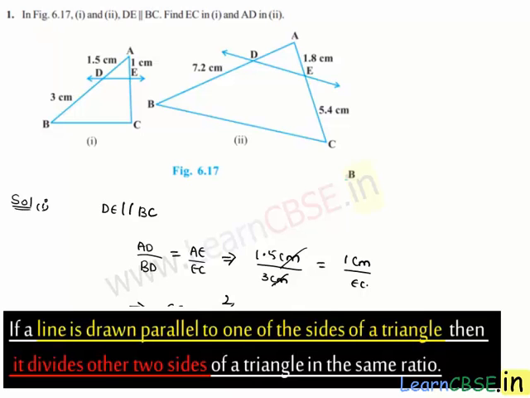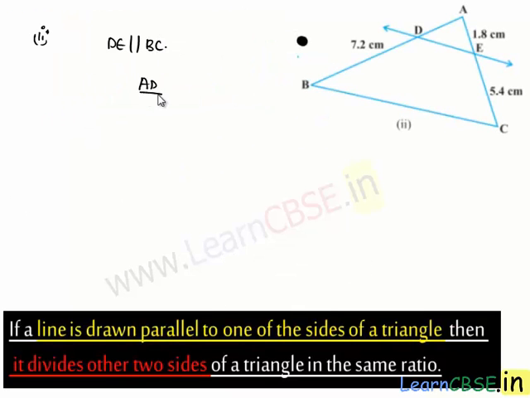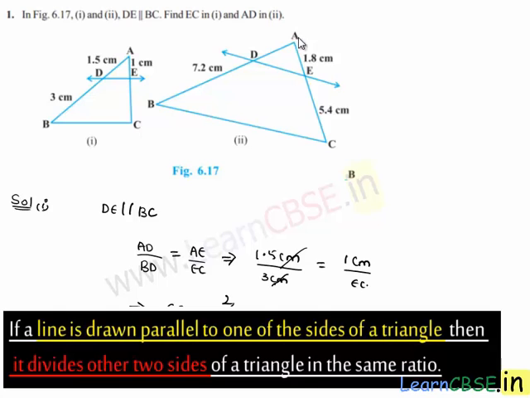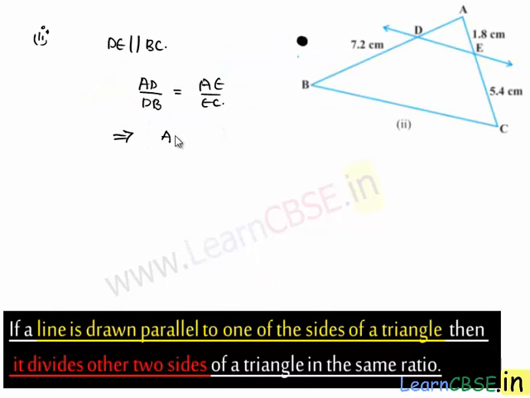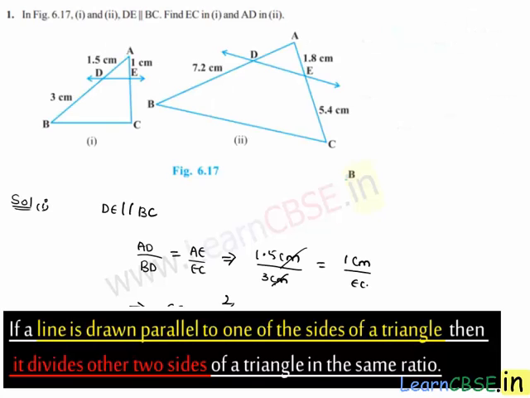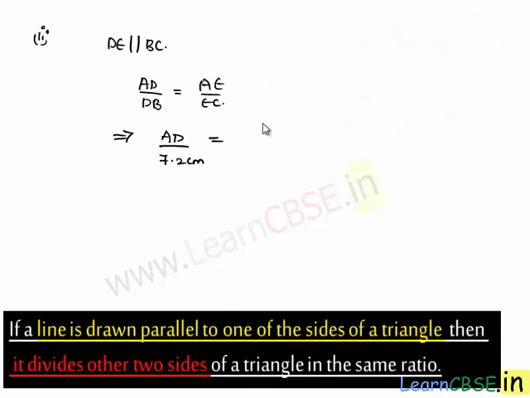Now similarly for the second problem, by applying the basic proportionality theorem, as DE is parallel to BC, we get AD by DB is equal to AE by EC, which implies AD value has to be found and DB is given as 7.2 centimeters, which is equal to AE, given as 1.8 centimeters, and EC is given as 5.4 centimeters.